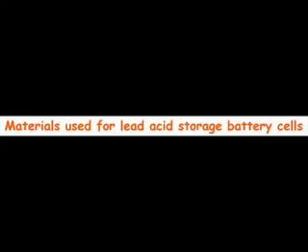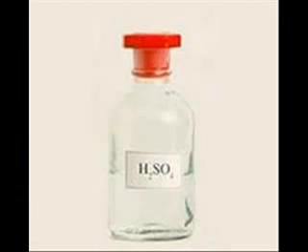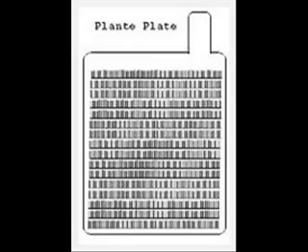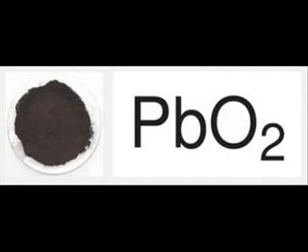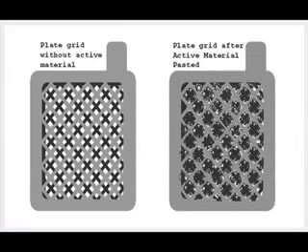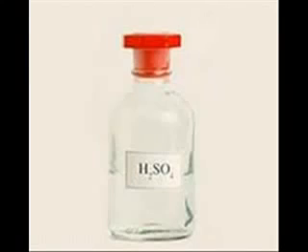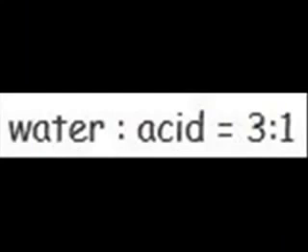The main active materials required to construct a lead-acid battery are lead peroxide, sponge lead, and dilute sulfuric acid. The positive plate of a lead-acid battery is made of lead peroxide. This is a dark brown, hard, and brittle substance. The negative plate is made of pure lead in soft sponge condition. The dilute sulfuric acid used has a ratio of water to acid equal to 3:1.